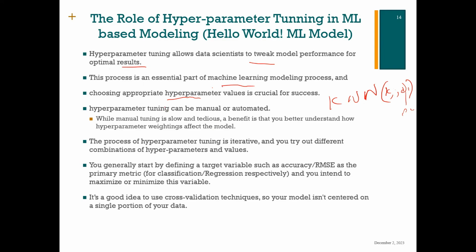Because the experiment you are doing is not just for you, it's for the larger community. Later, when you publish your work, people are going to check it out. So you must follow the expected or laid down procedures. So how do we do hyperparameter tuning? It can be manual or it can be automated.